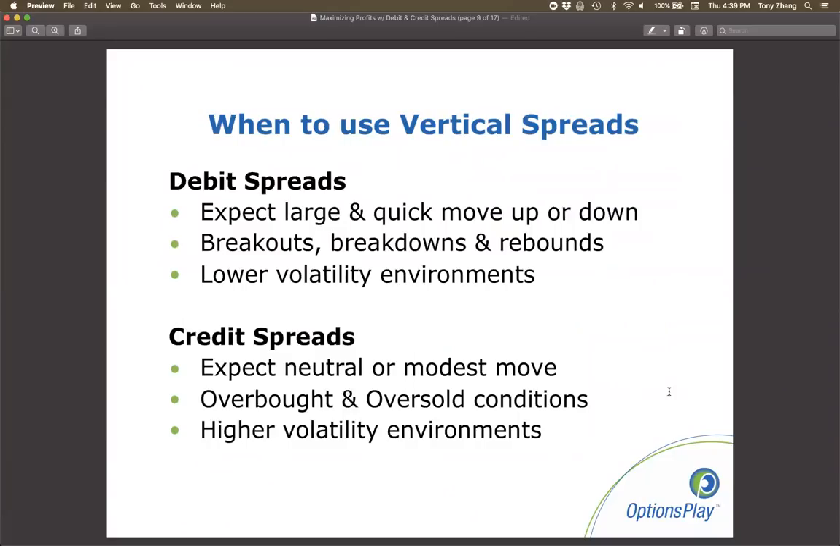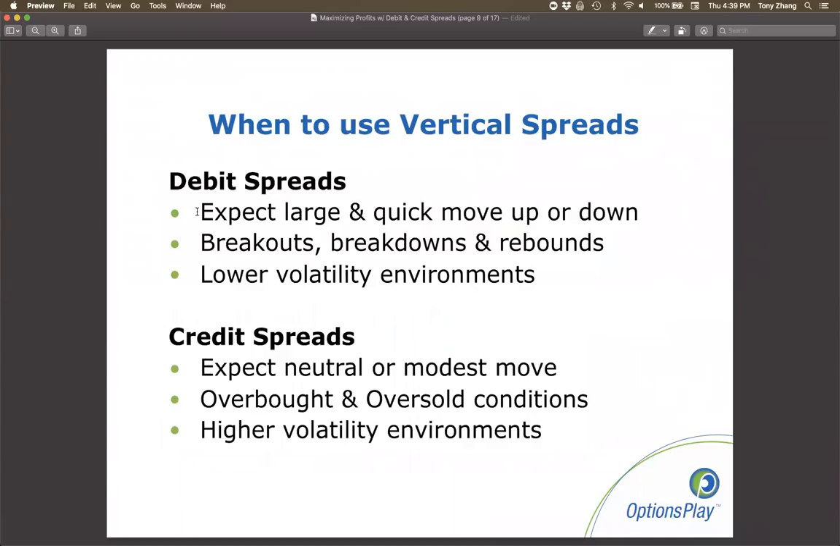So now that we've talked about constructing them, and the difference between the two, and understand the difference between probability and risk to reward, when should you actually utilize these 2 spreads? And this is really where it goes back to my point about thinking about whether you would consider buying a call or a put, or outright selling a call or a put, because that's going to help you determine whether you want to trade a debit versus credit spread.